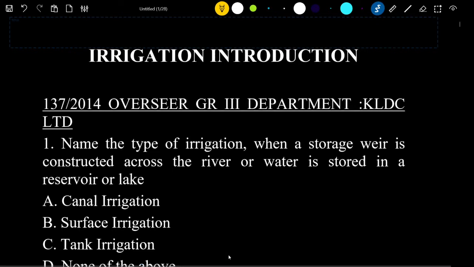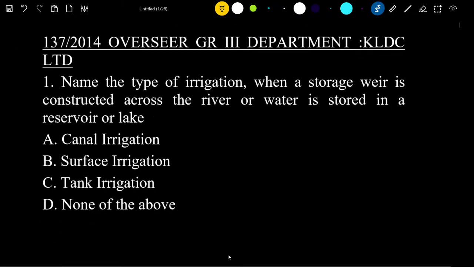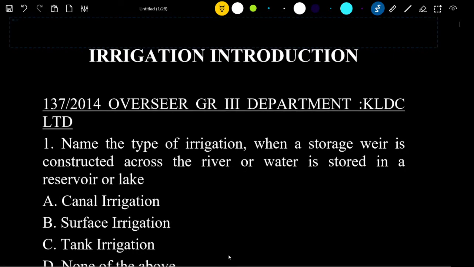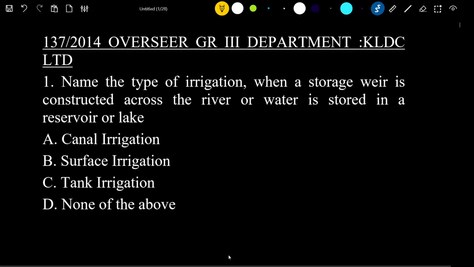So in this session, we'll be discussing some objectives in irrigation engineering. First of all, we'll go through the introduction chapter, which covers some introductory part regarding irrigation as well as the types of irrigation. So we'll be discussing 10 questions in this lecture. The remaining questions will be uploaded soon in the upcoming lectures.